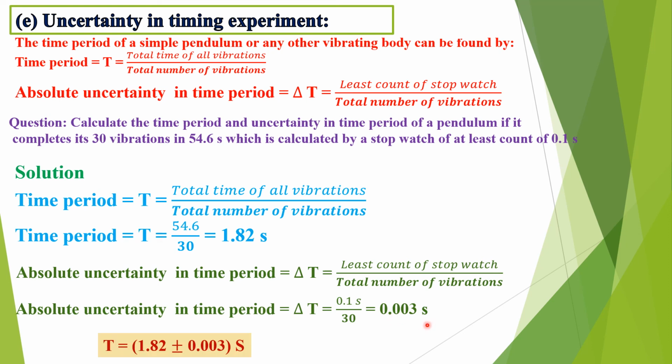We write the final answer with absolute uncertainty, and the final answer is T is equal to 1.82, the measured value of time period, ±0.003, that is delta t, the absolute uncertainty in time period. So T is equal to 1.82 ± 0.003 seconds.